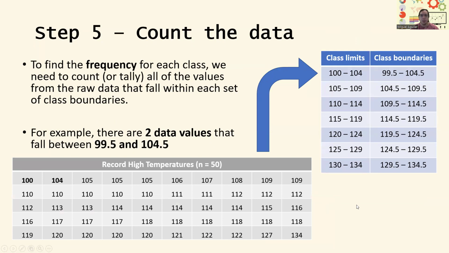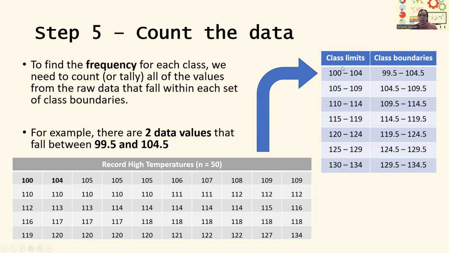Okay. Now that we've created those classes, all we want to do is count up the data so that we can find the frequency for each class. Like I said, you've taken measurements, and remember the data that we're working with here are the record high temperatures for 50 states. So what we want to do is go through that raw data, and it might be useful to sort that data so that we can count more easily where these values are. What I mean by that is we want to find all the values of the raw data that fall within each of the class boundaries.